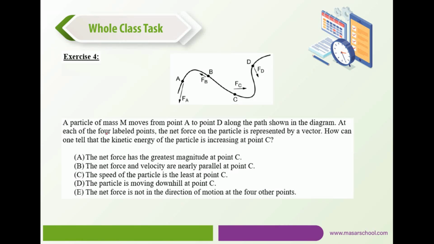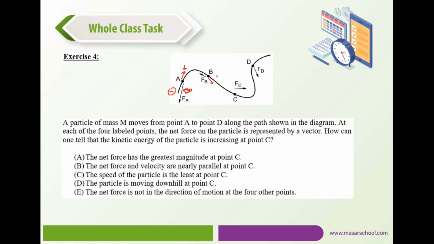Now exercise 4. A particle of mass m moves from point A to point D along the path shown in the figure. At each of the 4 labeled points, the net force on the particle is represented by a vector. How can one tell that the kinetic energy of the particle is increasing at point C? We know that in order for the kinetic energy to increase, the work done should be positive. In this case it's negative, because the displacement is like this. That would be the displacement.